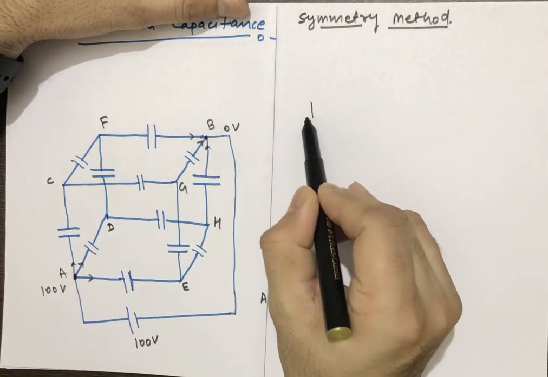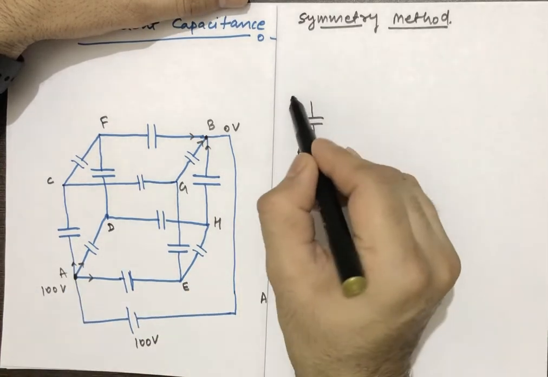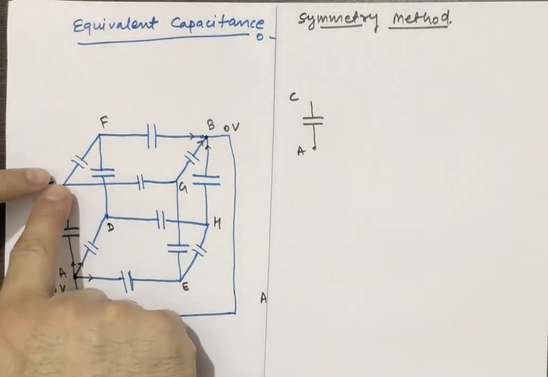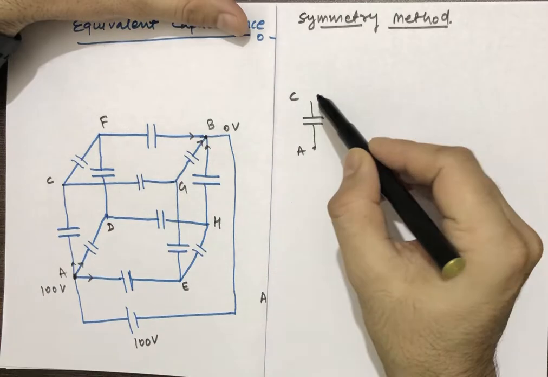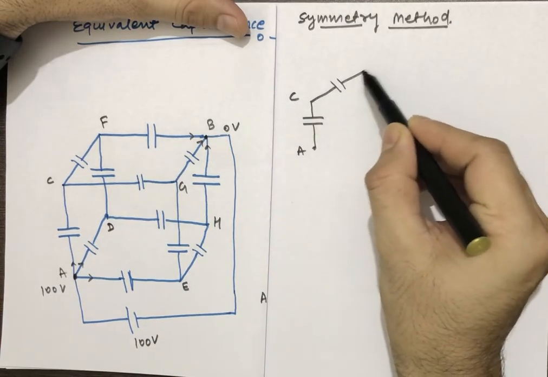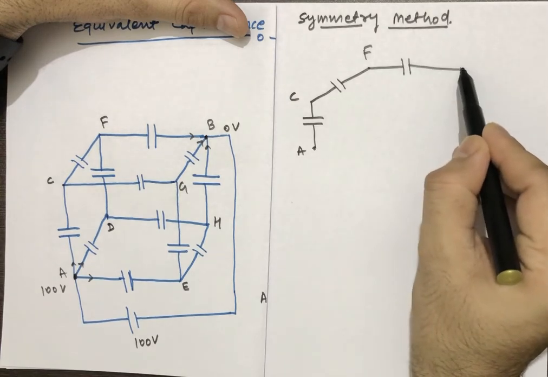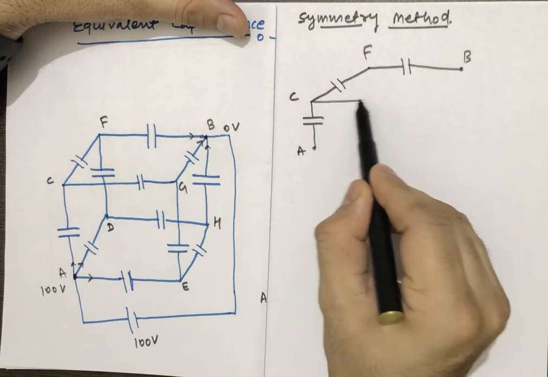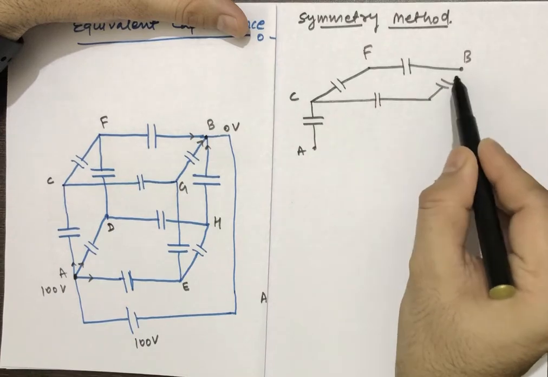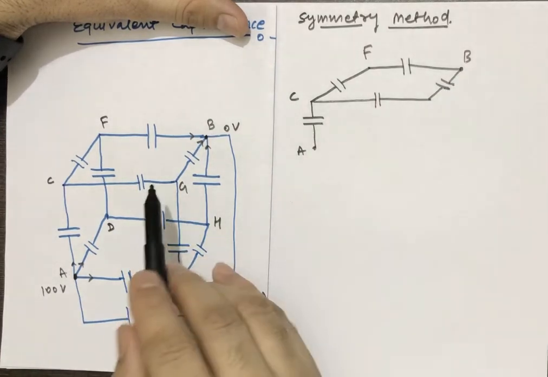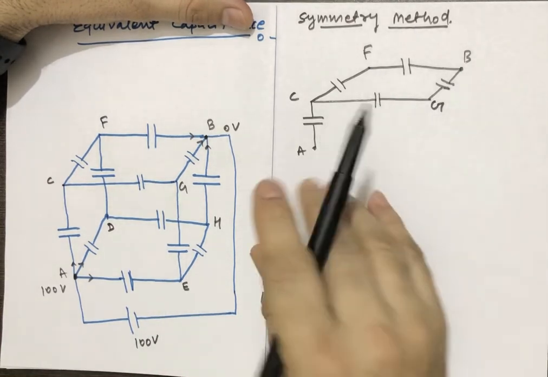From point A, this is one capacitor that I am taking here, A to C. From C, the charge will be distributed like this and go in the B direction, right? So here is one capacitor connected to this point. This is another capacitor, and we have one more capacitor, and this is the capacitor. So the points are F and G, right? So this is the one part.